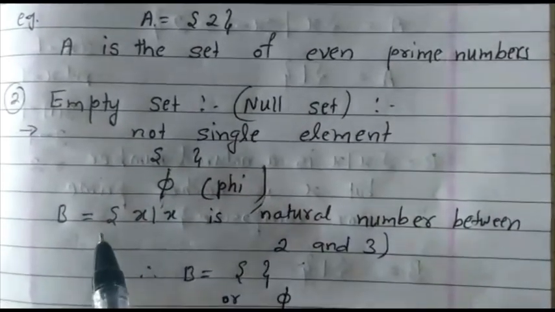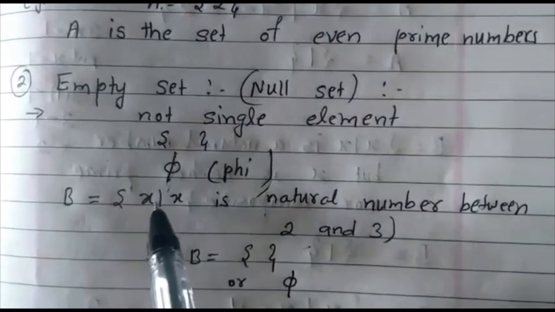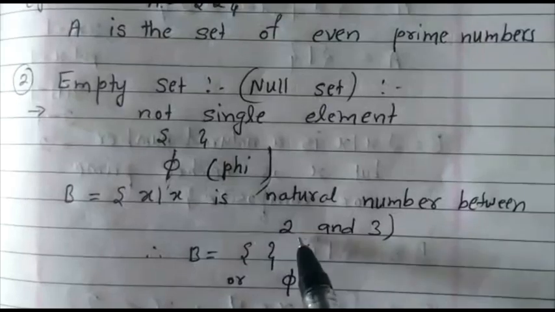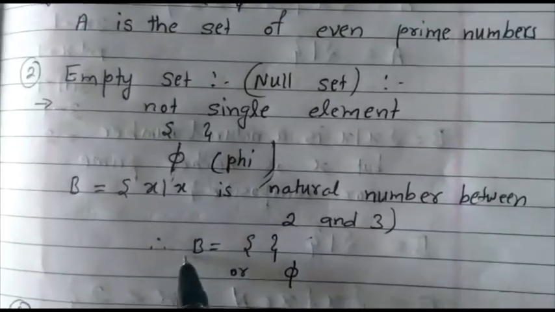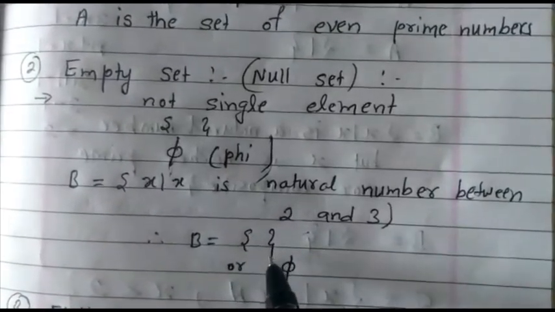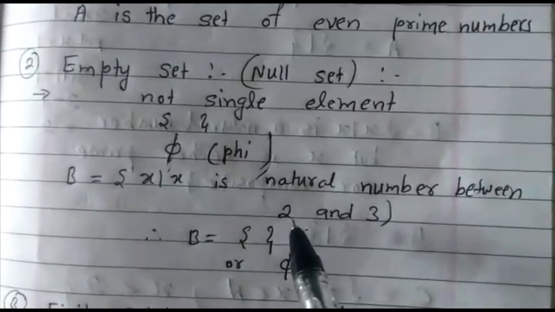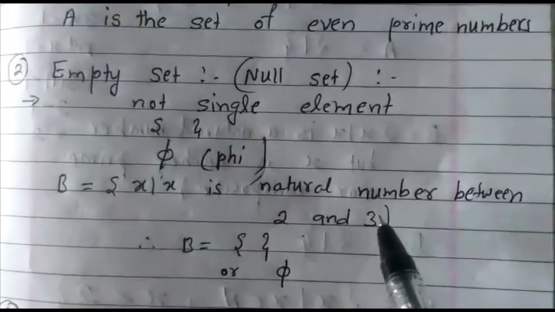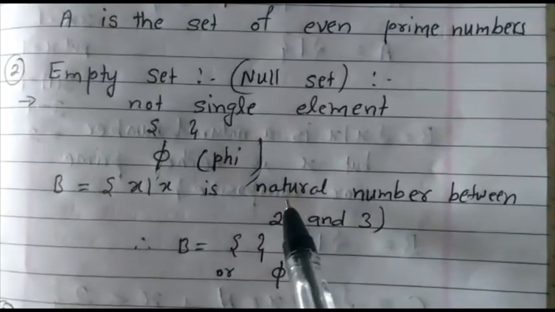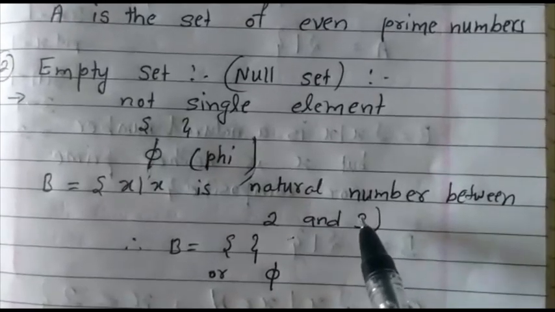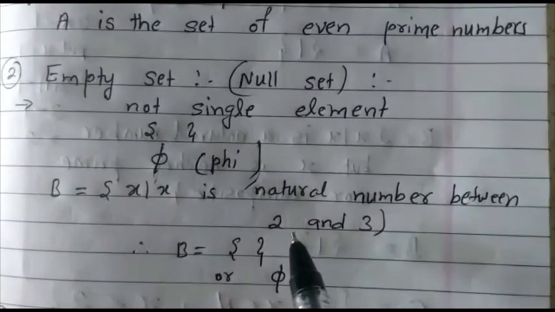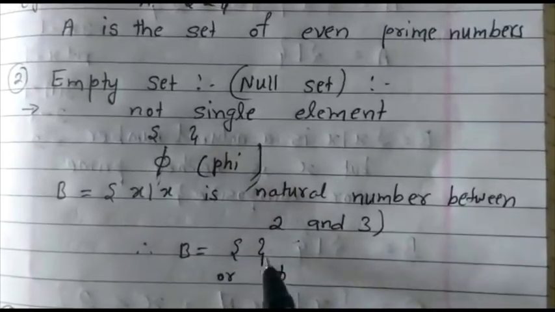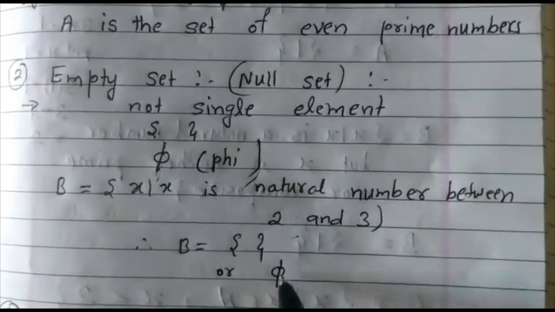And how to write it? For example, B is equal to {x | x is a natural number between 2 and 3}. B is equal to curly brackets or phi. See here, 2 and 3. Is any natural number there? No. After 2, it directly comes 3. That means the natural numbers are 1, 2, 3. So in between 2 and 3, there is no natural number. That's why we write set B is equal to curly brackets or phi.